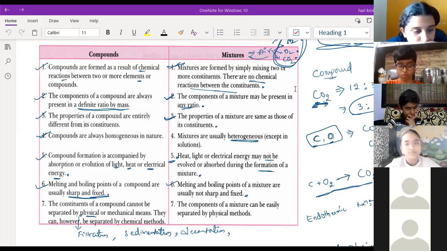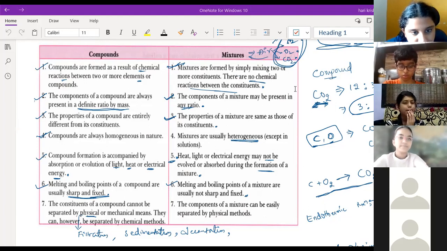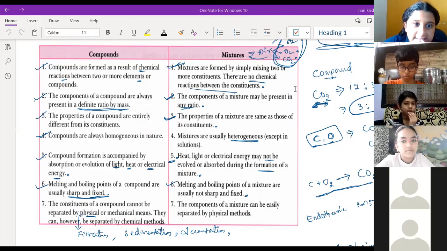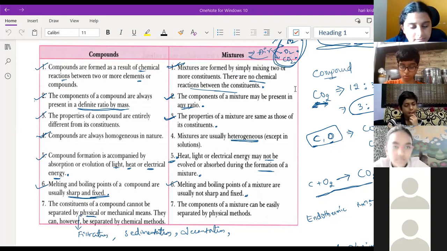The components of the mixture will mix thoroughly throughout the mixture. Suppose a mixture has 2 components, right? These components will be mixed thoroughly throughout the mixture. That means they have the same uniform composition throughout the mixture. That is a homogeneous mixture. Having the same uniform composition throughout the mixture is called a homogeneous mixture.